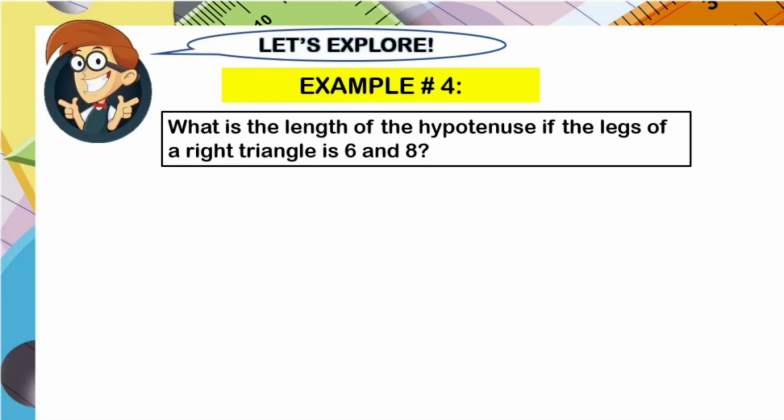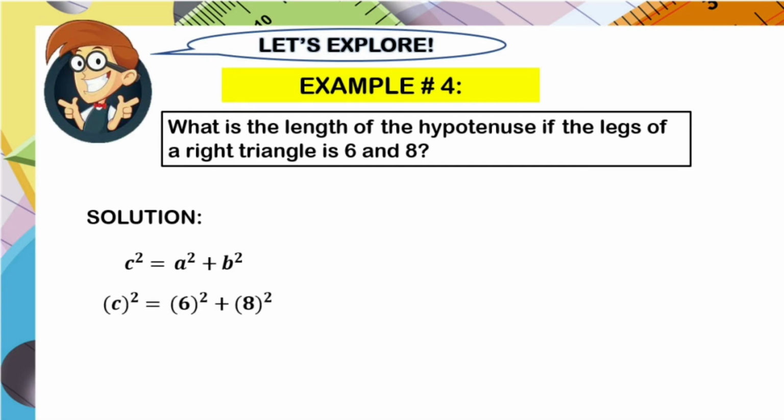For example number 4, what is the length of the hypotenuse if the legs of a right triangle are 6 and 8? To solve this given problem, we use the Pythagorean formula c squared is equal to a squared plus b squared. Then, we substitute the lengths of the legs of the right triangle to the equation, giving us c squared is equal to 6 squared plus 8 squared.